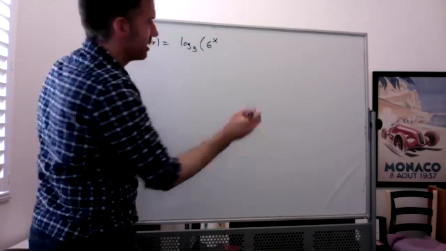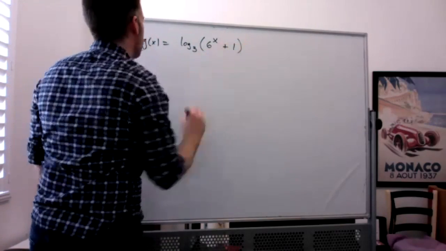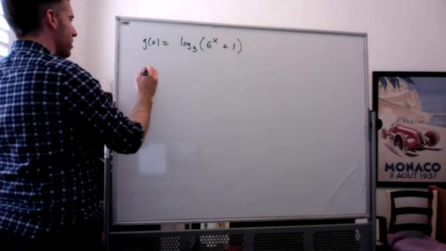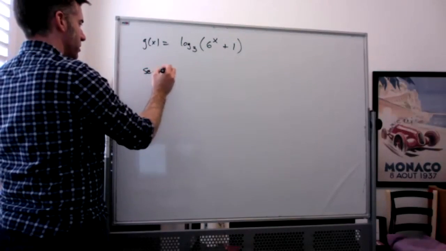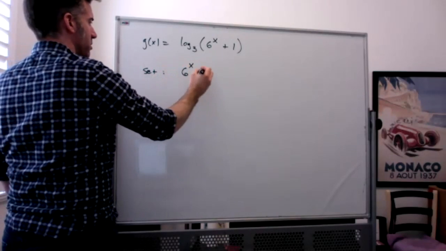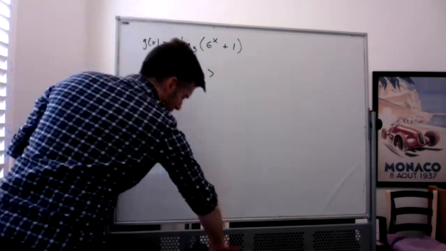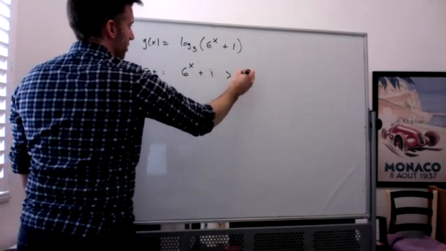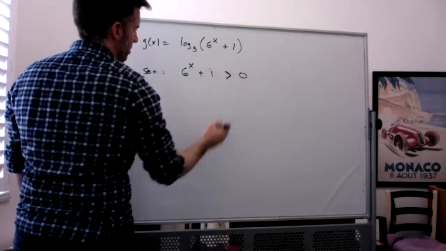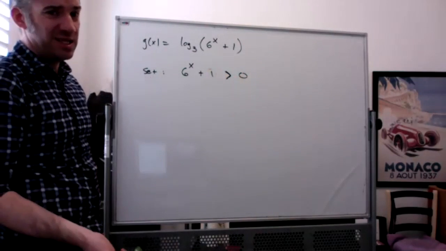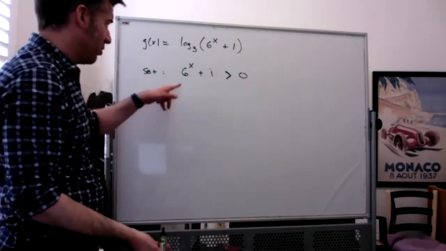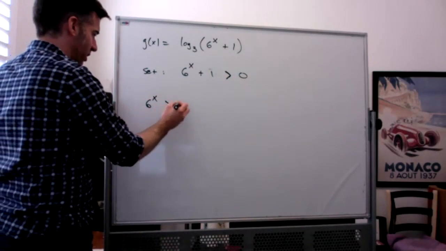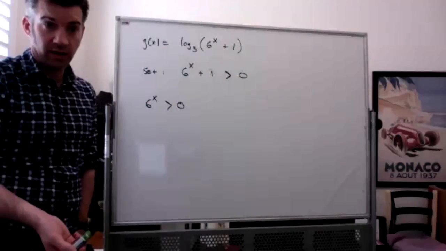Sorry, 6 to the x plus 1. So here, same domain issue. We have to set the insides to be greater than 0. There's a couple ways to do this. You can try solving for x, but the easiest way is to say, well, look, we should know that 6 to the x already is greater than 0. That is a true thing, right?